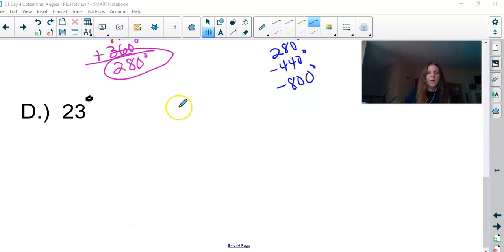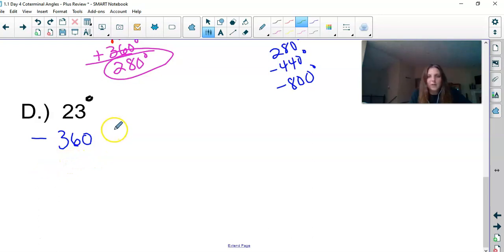23 degrees. Okay, now this is one that's kind of tricky because you're looking at it and you're like, wait, isn't this already the smallest positive angle? Well, it is a small positive angle, but the directions are asking you for the next smallest positive angle. So if you were to subtract 360, think about what would happen. If I took minus 360, this would end up being a negative answer. So the directions are asking you for the next positive angle, even though it's going to be greater than 360.